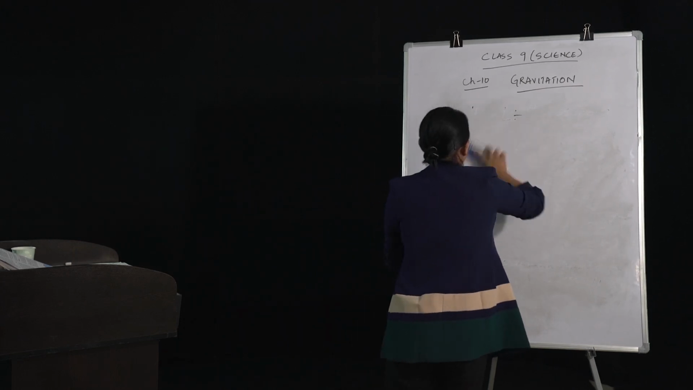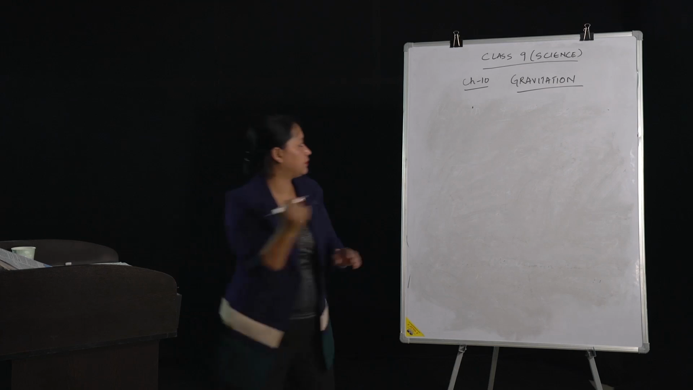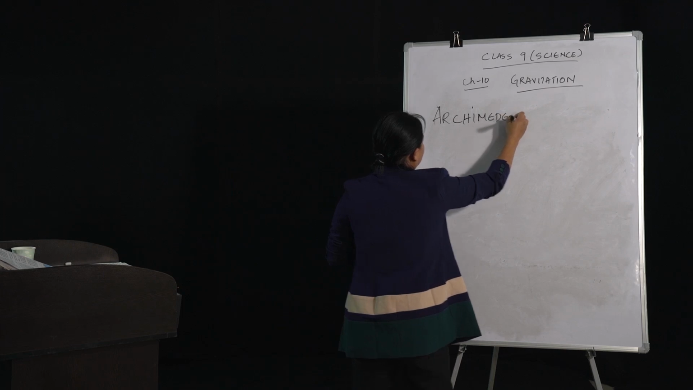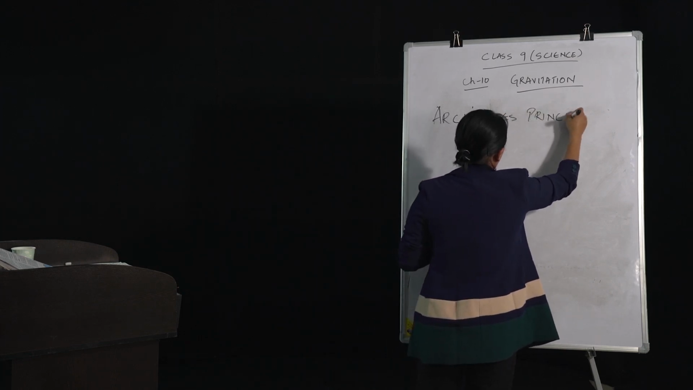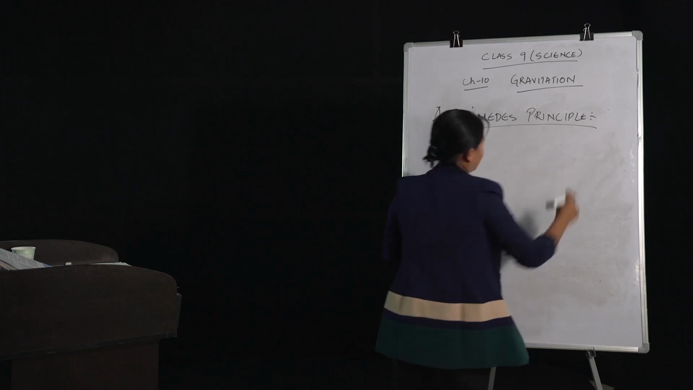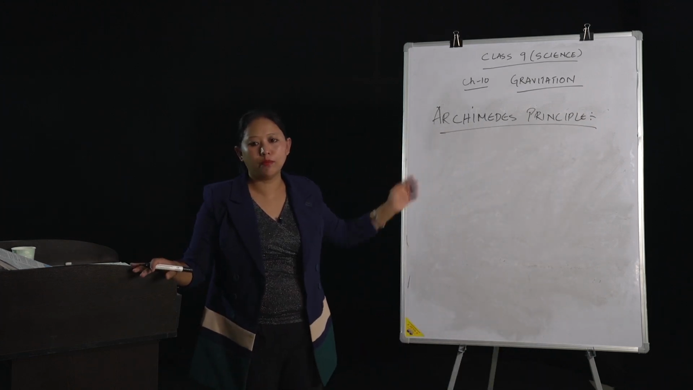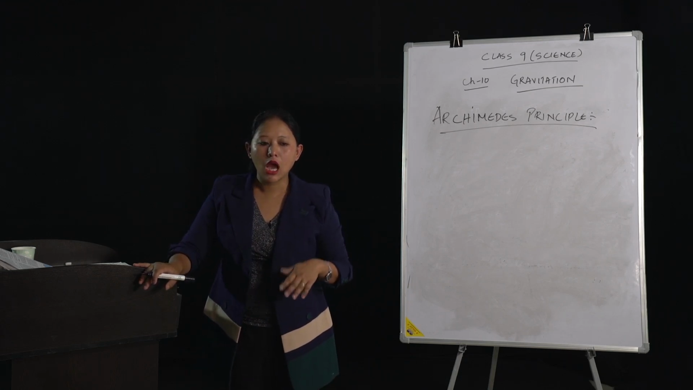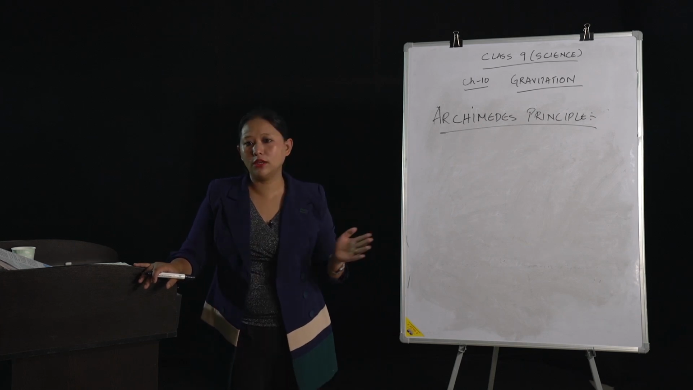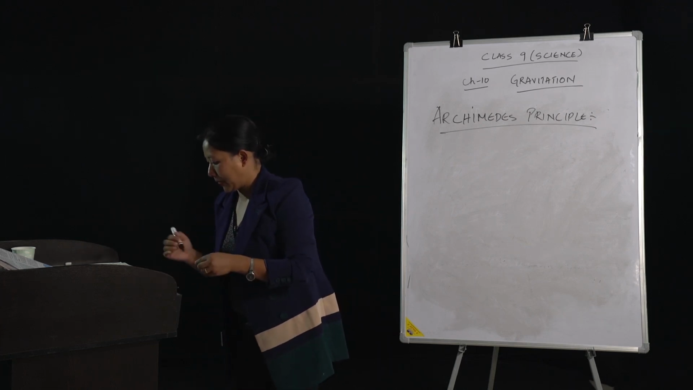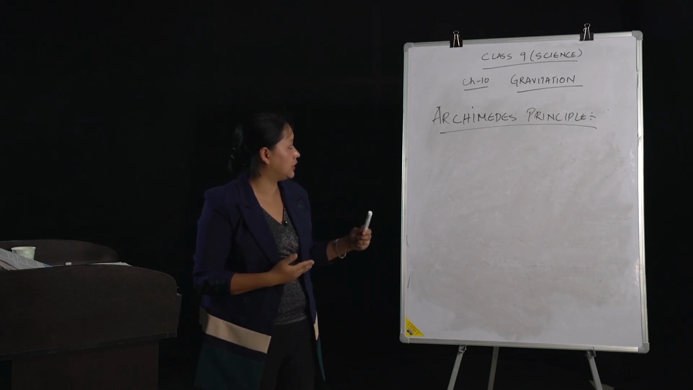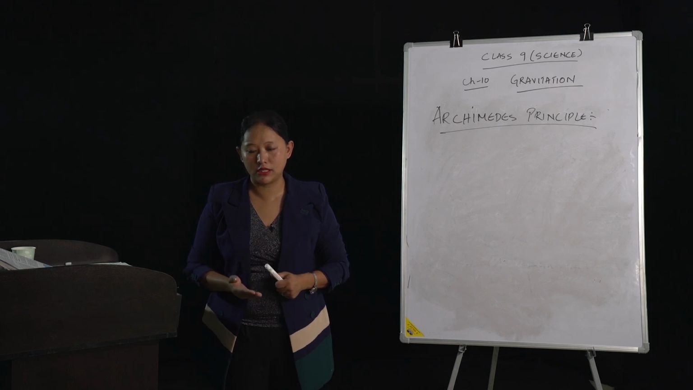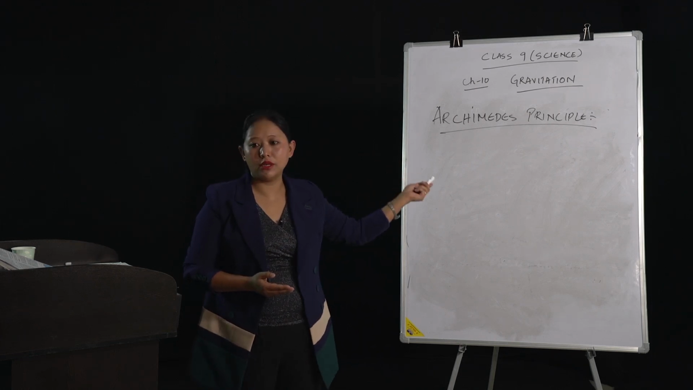The next topic will be Archimedes Principle. This Archimedes Principle talks about the magnitude of buoyancy. When I say the magnitude of buoyancy, it means how much buoyant force will actually get exerted. This principle was determined by a scientist named Archimedes, and that is why it has been named Archimedes Principle.